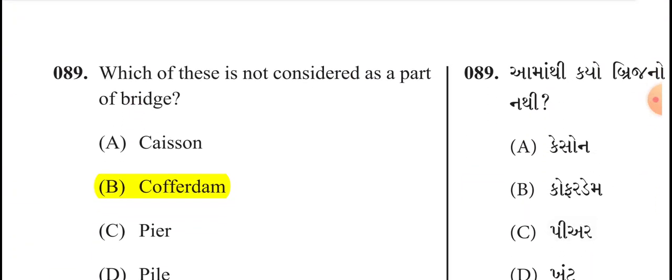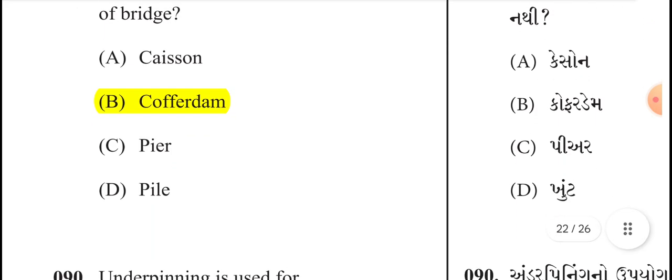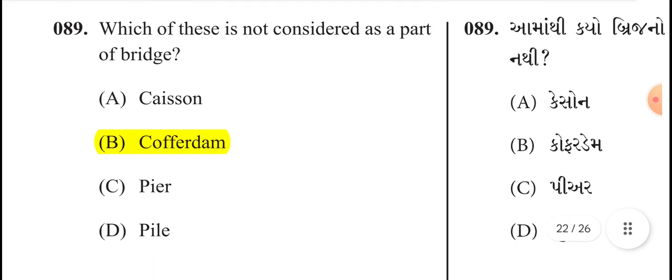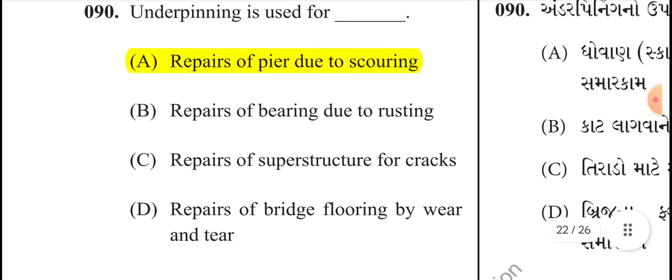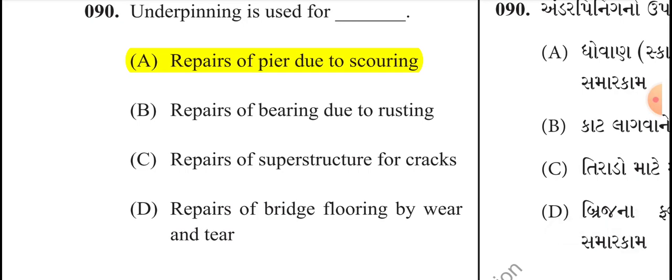Which of these is not considered as a part of a bridge? Caisson, cofferdam, pier, pile. Okay, cofferdam. Underpinning is used for: repair of a pier due to scouring, repairs of a bearing due to rusting, repairs of a superstructure for cracks, repairs of a bridge flooring by wear and tear. So underpinning is used for repairs of a pier due to scouring.